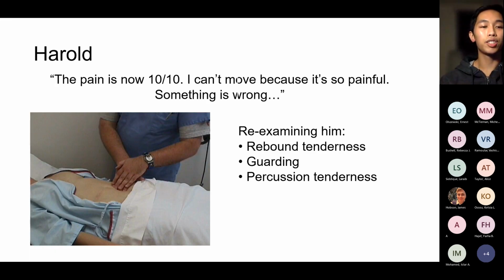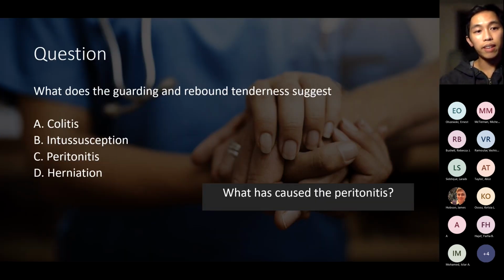So you've done your interventions, but now Harold is complaining of 10 out of 10 pain, and the pain is so bad that he can't move, and he feels that something has gone horribly, horribly wrong. So you go back to Harold and you re-examine him, and you find that he now has rebound tenderness, guarding, and percussion tenderness. So given the signs of guarding and rebound tenderness, what do you think has happened?